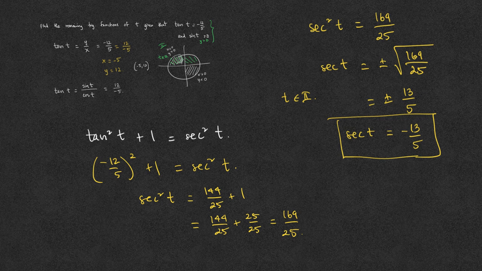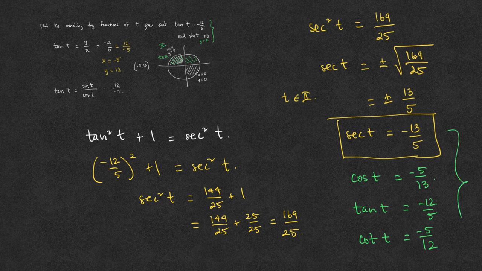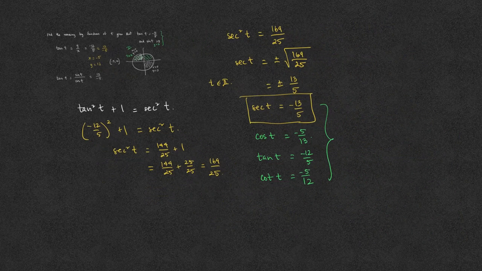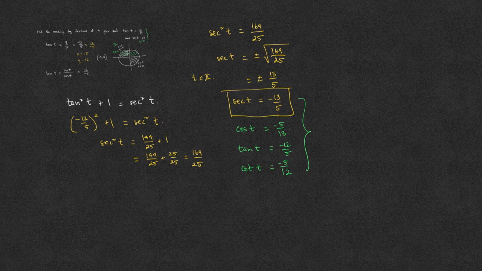If secant of t is negative 13 over 5, the reciprocal of secant of t is cosine of t. Cosine of t is negative 5 over 13. Also, if tangent of t is negative 12 over 5, then cotangent of t is the reciprocal, which is negative 5 over 12. So far, we have 4 trigonometric functions for t already. The 2 remaining trigonometric functions are sine of t and cosecant of t. If we found sine of t, then we have cosecant of t, since cosecant of t is the reciprocal of sine.